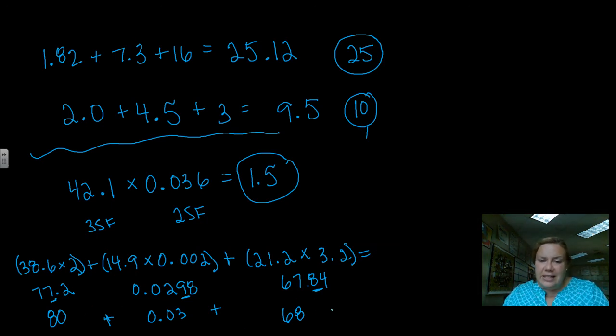Now, if we add all these together, now we're doing the addition. So we have 0 decimal points here, 2 decimal points, and 0 decimal points. So we need to do something where we end up with 0 decimal points. So basically, we're going to add 68 and 80, and we'll get 148. And that's going to be our final answer, 148.